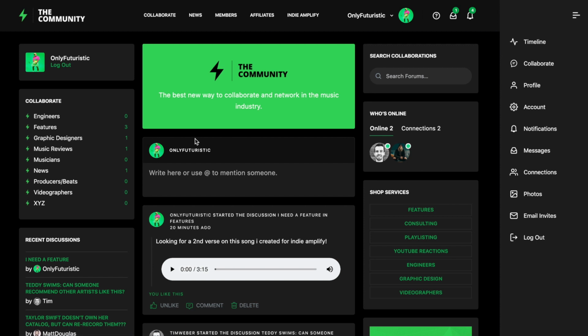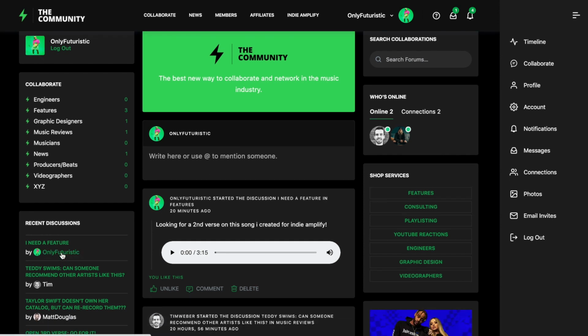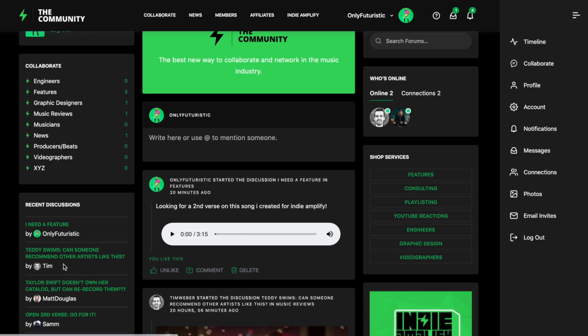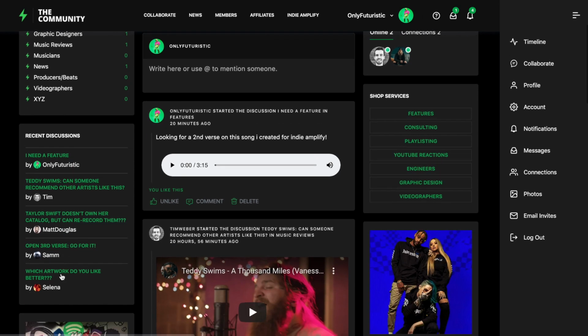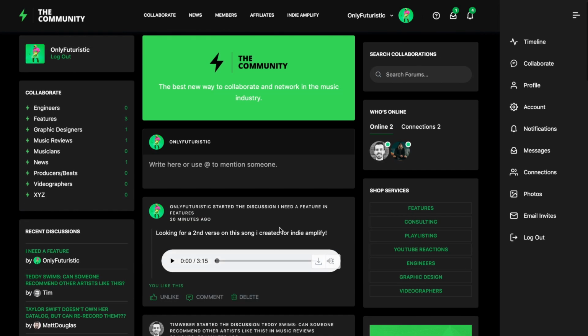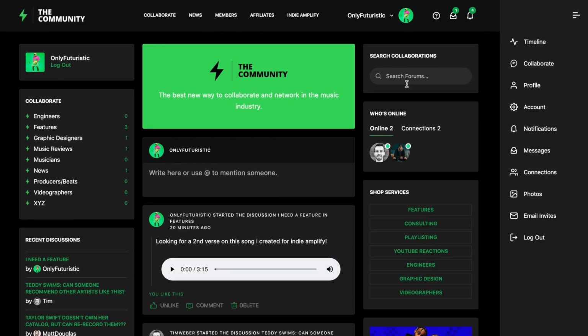This other thing on the left-hand side, recent discussions, is exactly that. It updates in real time, and it's going to be the recent discussions of people looking for services in the community. If you go to the right side, this shows you who's online that you are connected with, your connections, and who's online, all right here.